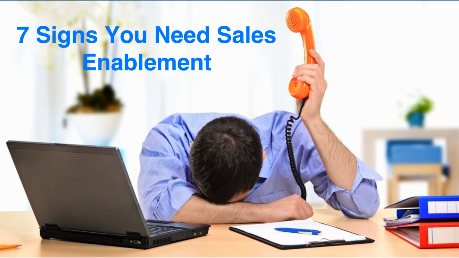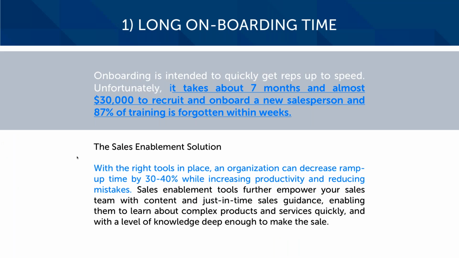So now we're going to talk about seven signs, and this kind of sounds like a Cosmopolitan article, seven signs that your boyfriend is going to leave you. But this is really seven signs that you need sales enablement. What are the seven things that could actually indicate that sales enablement should be a top priority for your business? And the number one item that I would look at is your onboarding time.